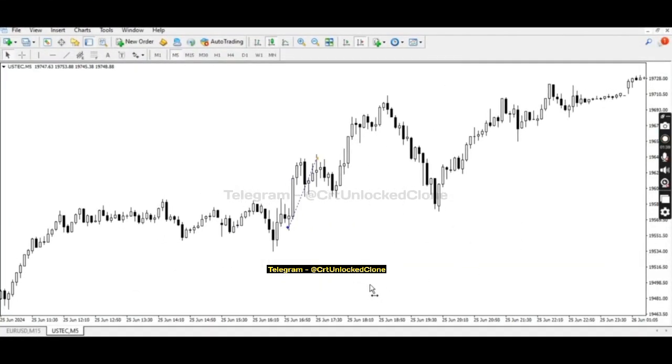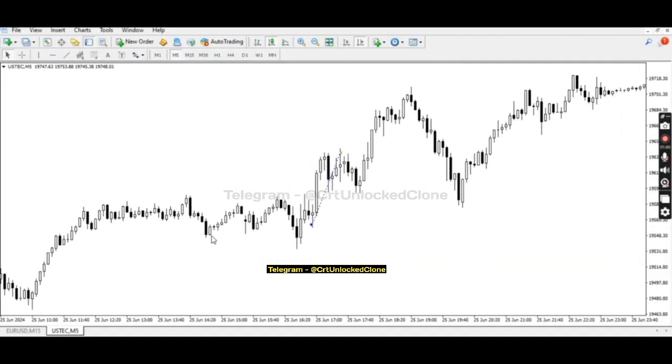Okay, so here is my execution of that trade. You can see that this CRT low was purged right here. I then waited for a CSD to form and waited for an order block entry right here, and then I closed my trade once this high was swooped.